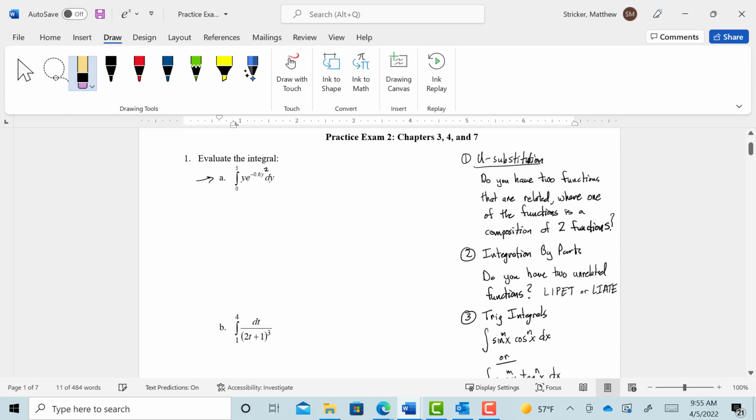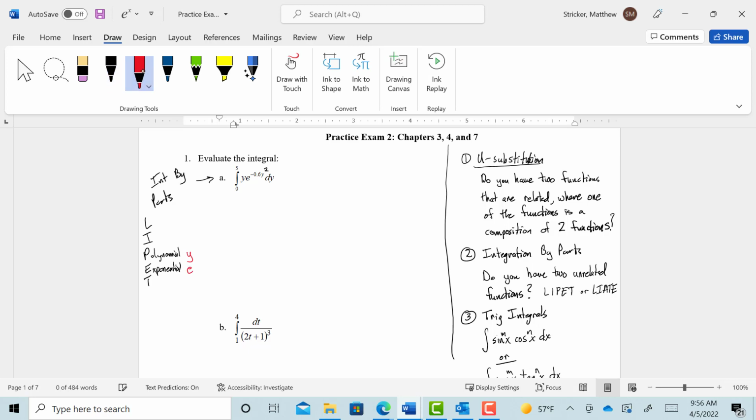If the two functions are not related, then we're going to need to use integration by parts, right? So that's the idea here. We want to use integration by parts, and we want to use LIPET. And there's two types of functions we have here. We have a polynomial function, that's the y function. And then the other one is the exponential function.